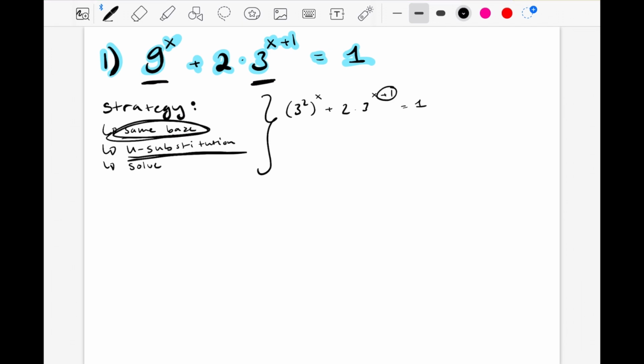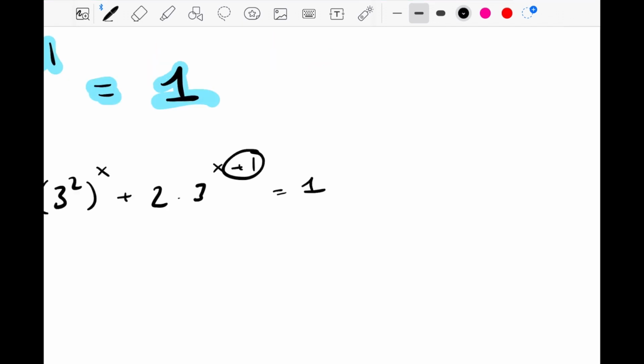And if we want to only have x in our exponent, we know that 3 to the power of x plus 1 is the same thing as 3 to the power of x times 3, because this is 3 to the power of 1, and once we add the exponents together, this is going to be equal to 3 to the power of x plus 1. So we can rewrite it as that.